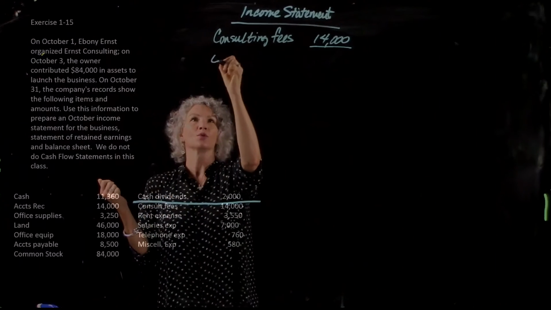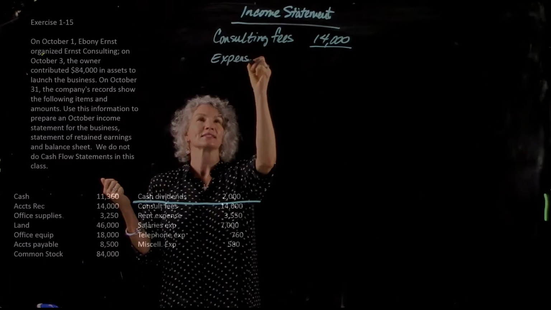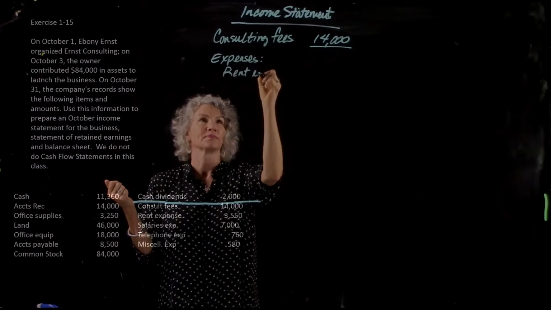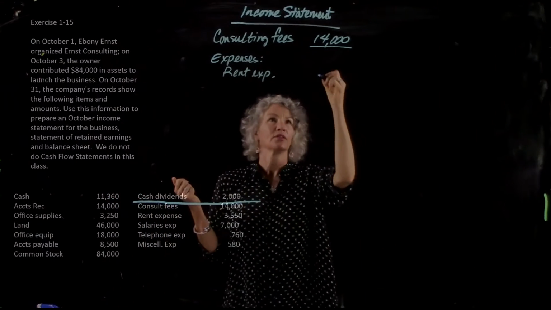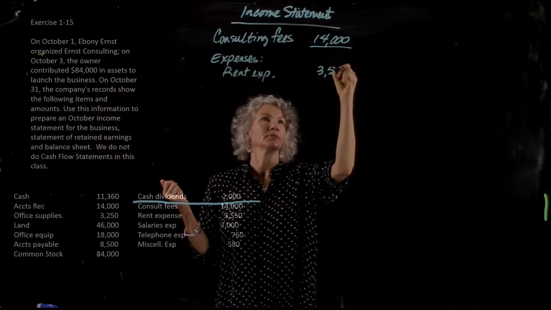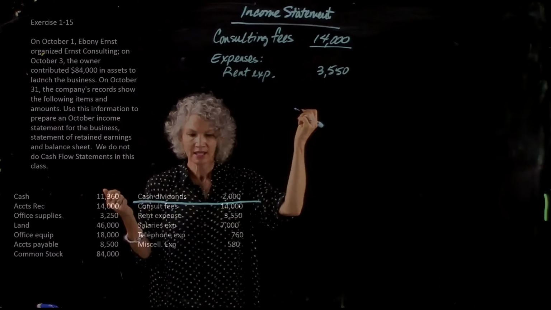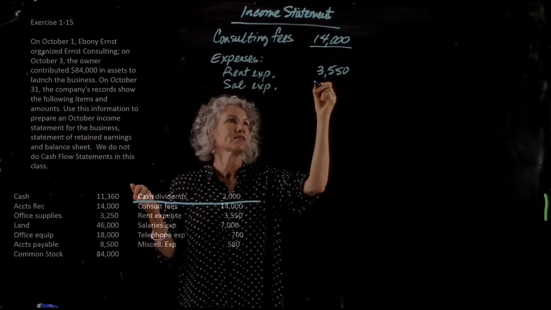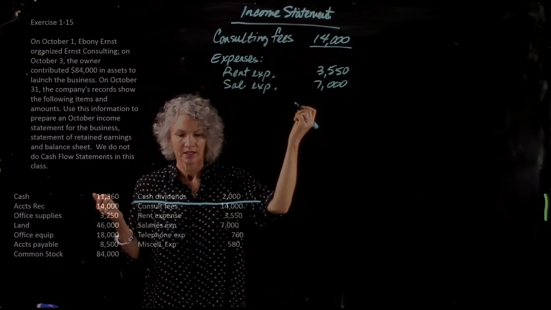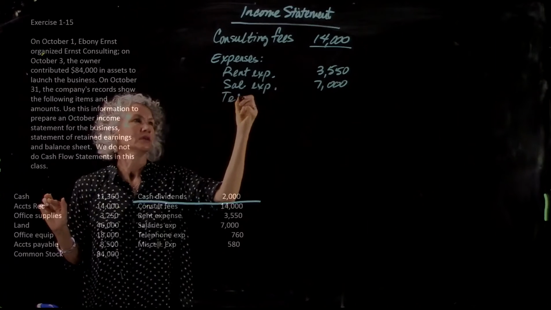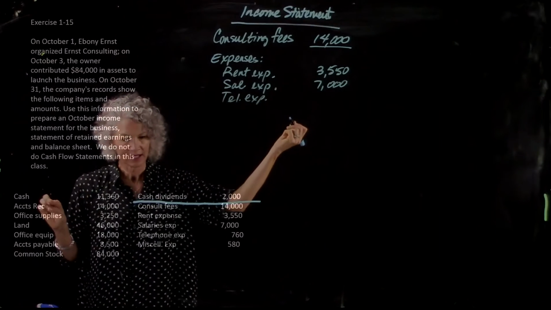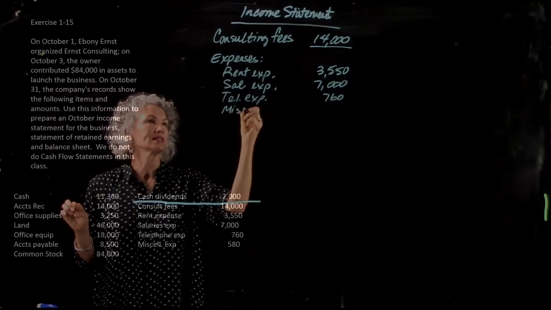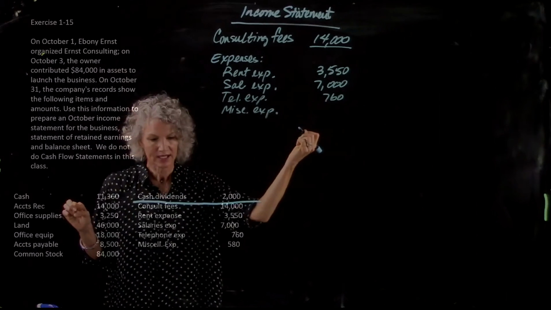Okay, so then I am going to subtract expenses. Rent expense is $3,550. Okay, salaries expense is $7,000. Okay, telephone expense is $760, and miscellaneous expense is $580.